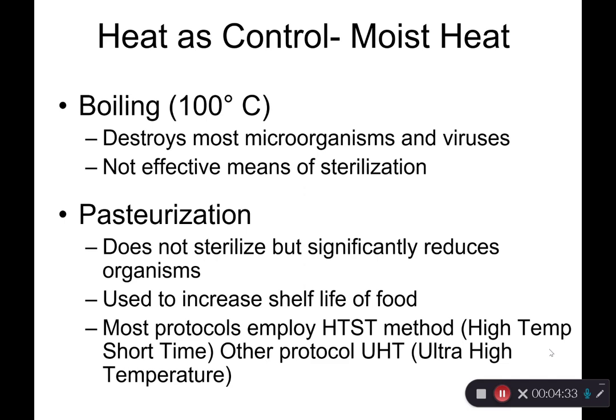Ultra high temperature, that's going to be 140 to 150 degrees Celsius, so significantly hotter, but for a shorter amount of time, only 3 seconds. So this is used for a lot of products that get packaged and sealed so they can be stored at room temperature. So if you've ever seen milk packets or fruit juices, some soups, even honey can be pasteurized this way.